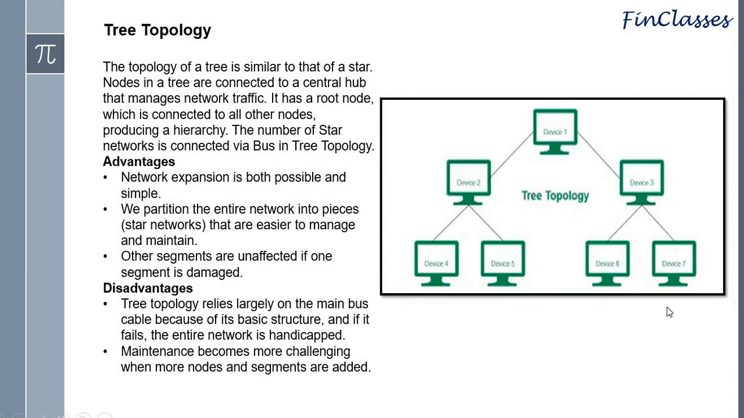It is a hierarchical structure, generally the hierarchy we see in any organization. Nodes in a tree are connected to the central hub. It has a root node. So let us say device 1 is the CEO of a company. Then under him there may be a chief operational officer and a chief finance officer. There are 2 officers, and under each officer there are different general managers and all these things. In the same way, there is a root node which is connected to all the other nodes, producing a hierarchy.